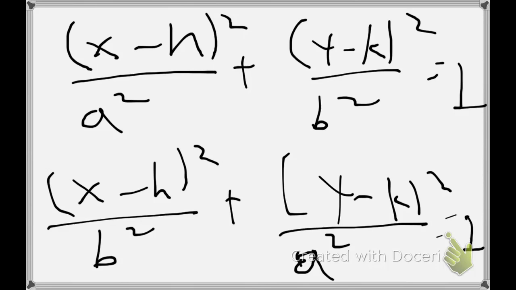So again, the length of the major axis would be 2a, the length of the minor axis is 2b, and then if we have c, which is the length from a center to a focus, c squared equals a squared minus b squared.